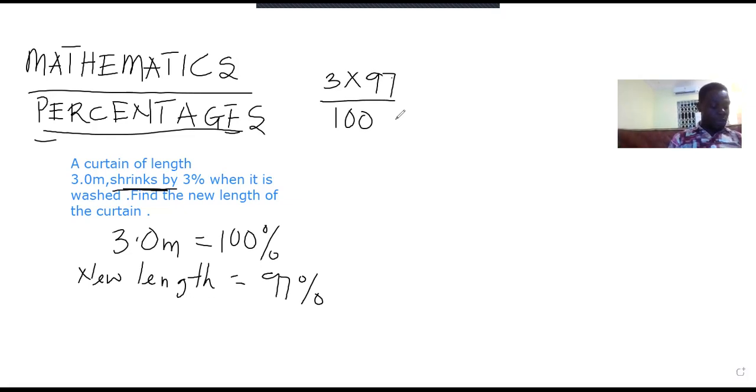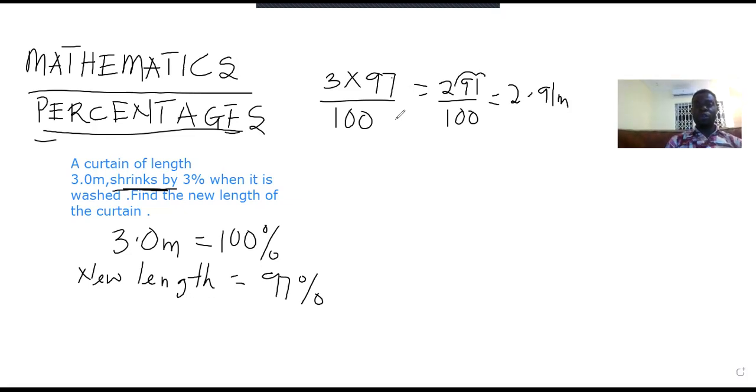Good. And then 3 times 97 will give us 291. So 291 divided by 100, we just count 1, 2, and that gives us 2.91 meters. So the new length should give you 2.91 meters. That'll be the new length of the curtain. Okay, 2.91 meters. So take note of the difference between the percentage increase and then the percentage decrease.